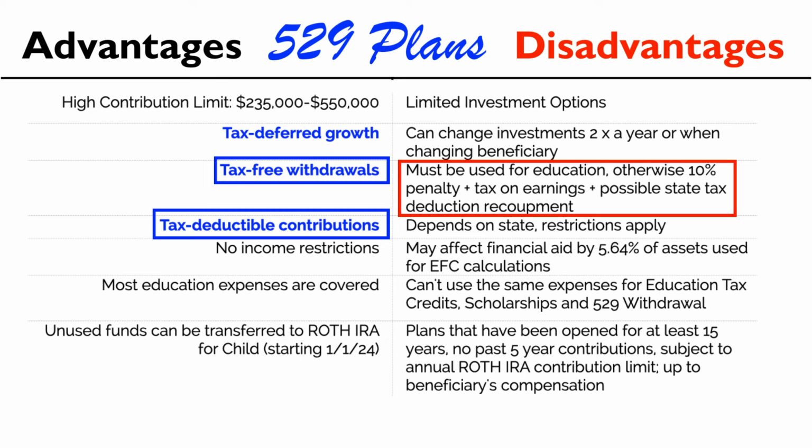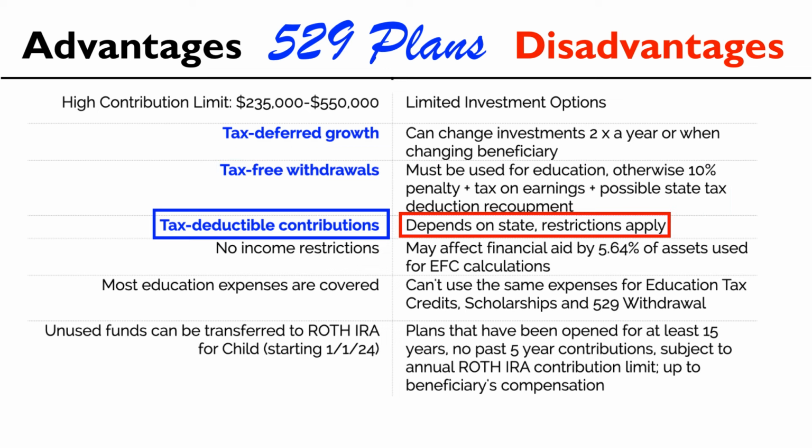All the funds that you take out have to be used for education, otherwise you can be penalized 10% on the amount that you take out. You may have to pay taxes on earnings and possible state tax deduction recoupment. Additionally, not all states allow you to deduct it from your state taxes.